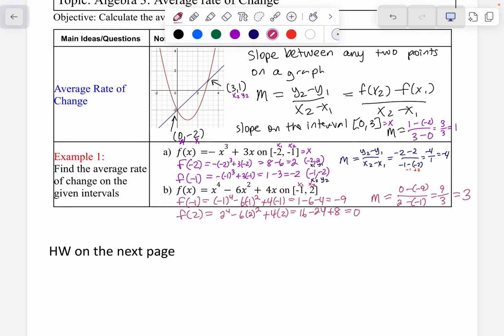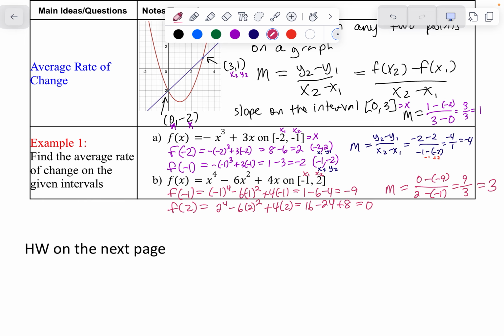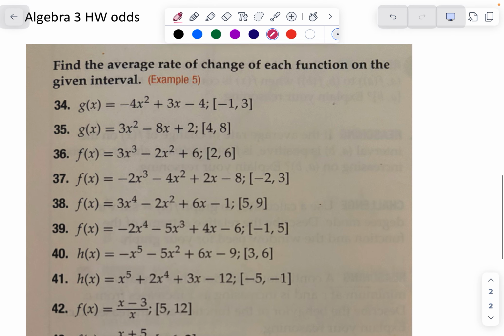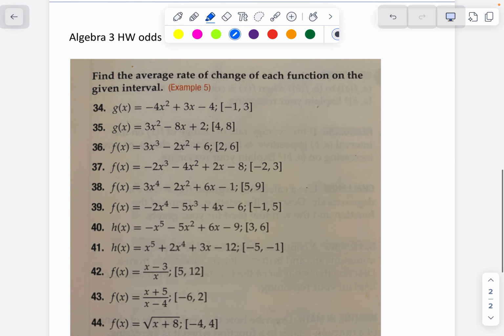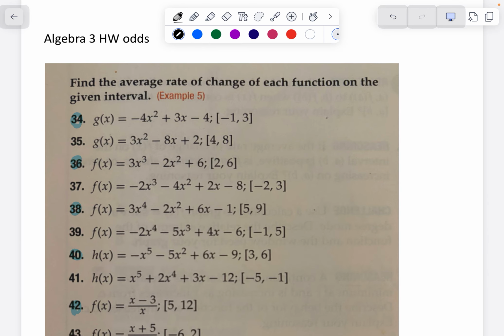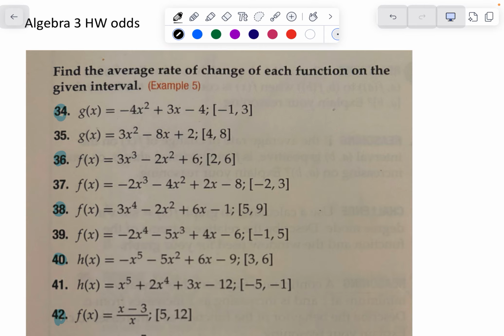Okay, so that is your notes for today. Do you want to do the first one from the homework together? Yeah. Okay. So the homework, it's just calculations. It's pretty repetitive, so why don't we just do the evens, okay? I'm going to do 34 with you. Okay. So our interval that we're looking for the average rate of change are the x values from -1 to 3. So this is your x1, this is your x2.